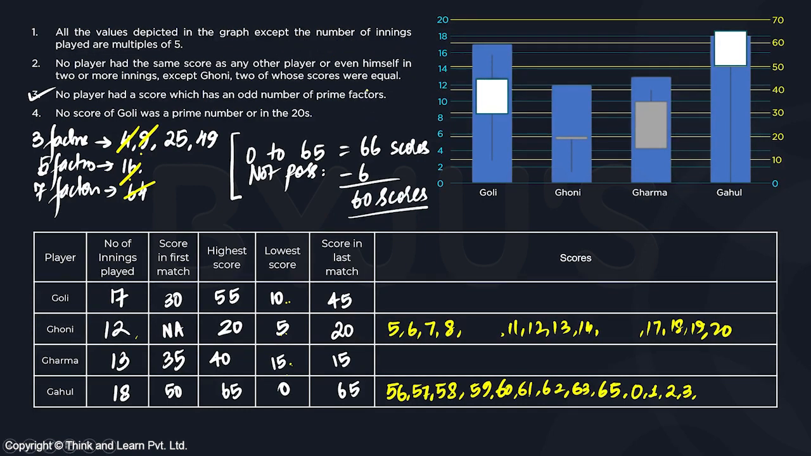Okay, let's look at Goli. Since no score of Goli was a prime number or in the 20s, from 10 to 55 we can't take 11, 12, 13, 14, 15, 16, up to 20. We can start with 21, 22. We can't take 23 because it is a prime number. We can take 24, we can take 25, right? But no score of Goli was a prime number or in the 20s. It means we need to start with at least 30.